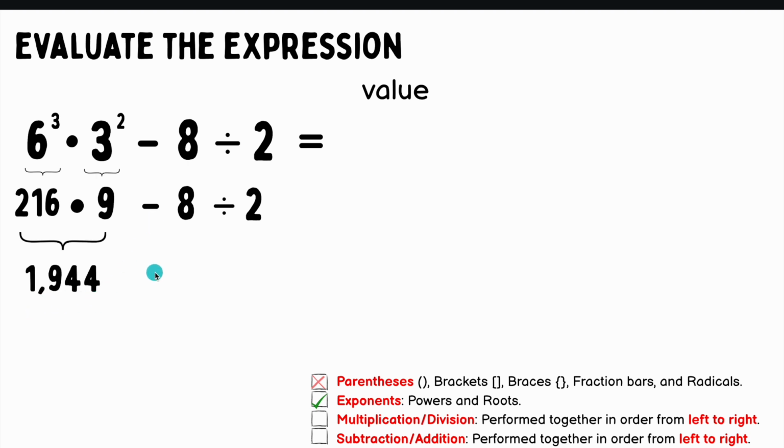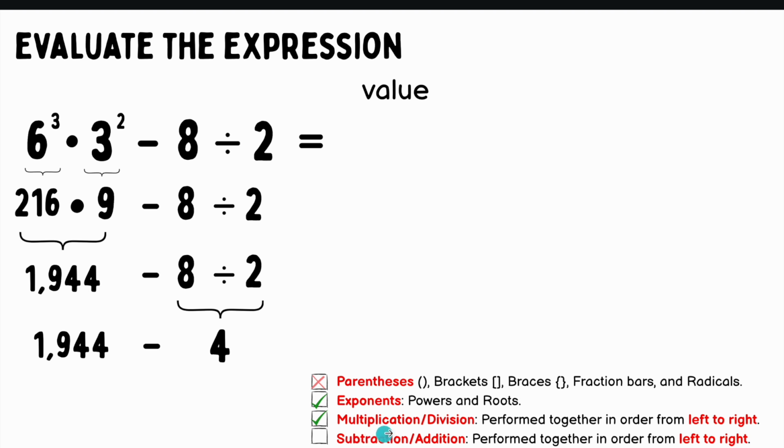Now let's bring everything down. 1,944 minus 8 divided by 2. Let's continue with multiplication or division from left to right. We still have to divide. 8 divided by 2 equals 4. So we are finished with multiplication or division from left to right. Let's bring everything down. We have 1,944 minus 4.